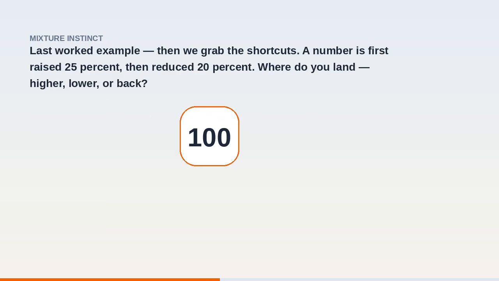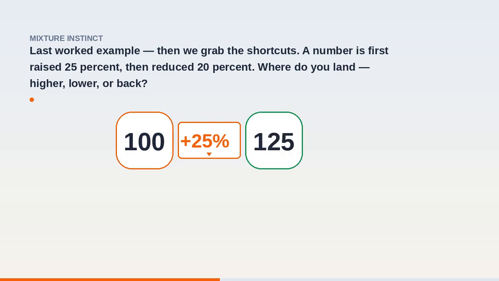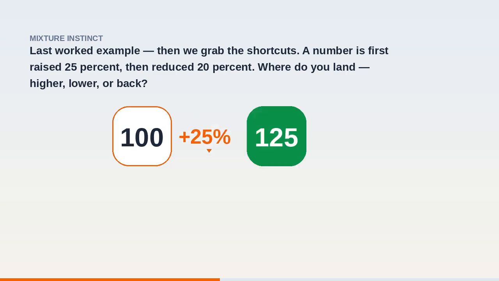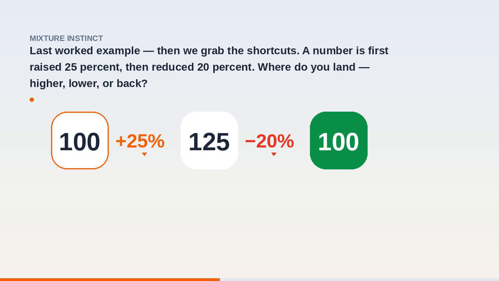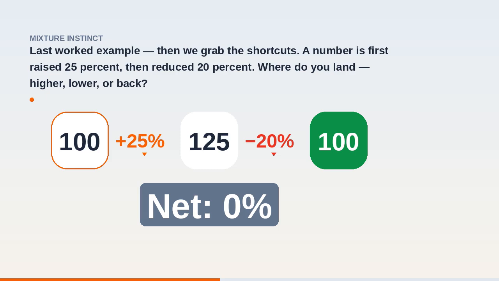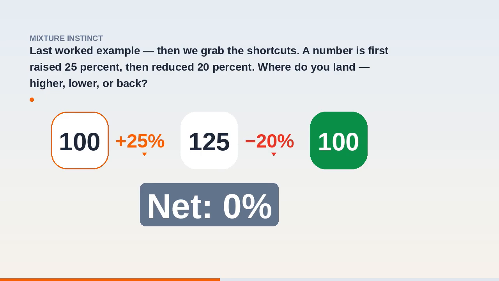Last worked example, then we grab the shortcuts. A number is first raised 25%, then reduced 20%. Where do you land, higher, lower, or back? Watch, 100 up 25 is 125. Now cut 20% of 125, that's 25. See, 125 minus 25 is 100. Back to the start. 25 up then 20 down cancels, but only because 20 is the restore partner of 25. Don't guess. Name each base.